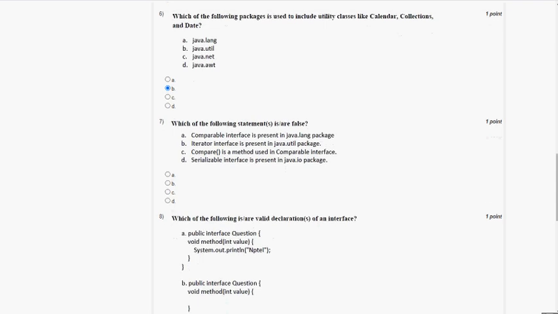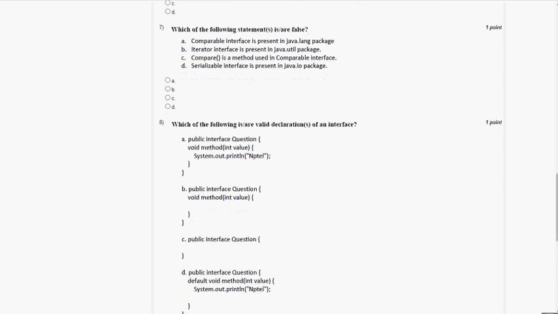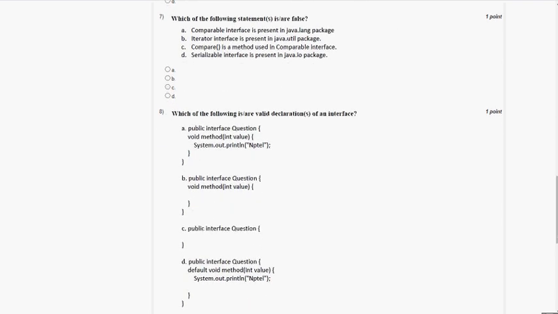And coming to seventh question, which of the following statements is or are false? The answer is option C, compare. Compare is a method used in comparable interface. So mark option C as correct answer for seventh question.